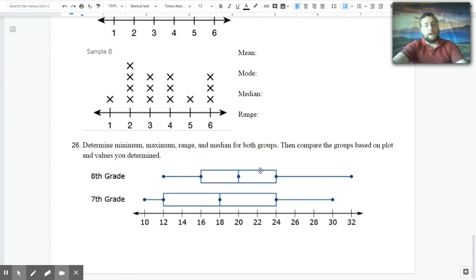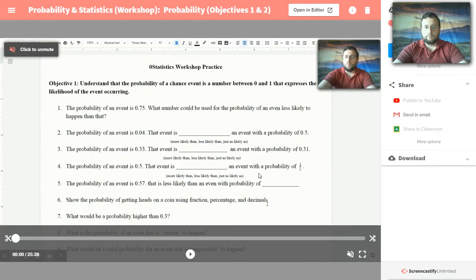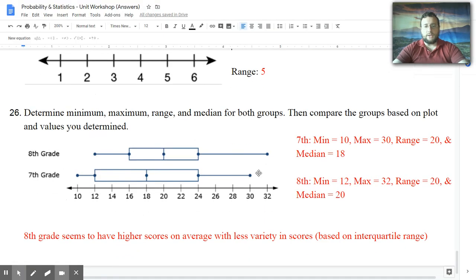And as far as comparing the groups, you just got to look at the way they're distributed and try to figure out how one group compares to the other as far as the values that they got. So let's see. Pause it before I reveal the answers. Okay, so here we have the answers.